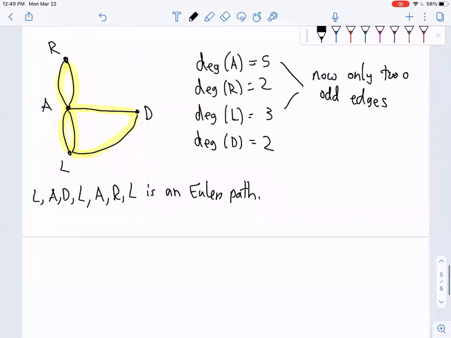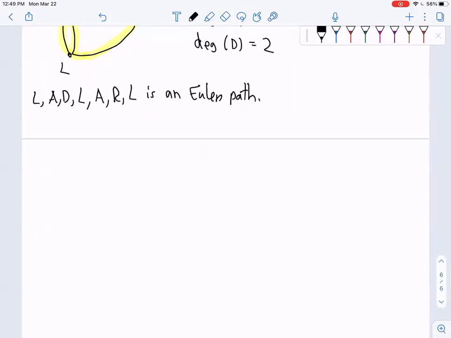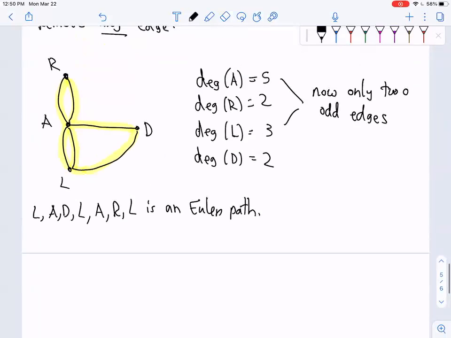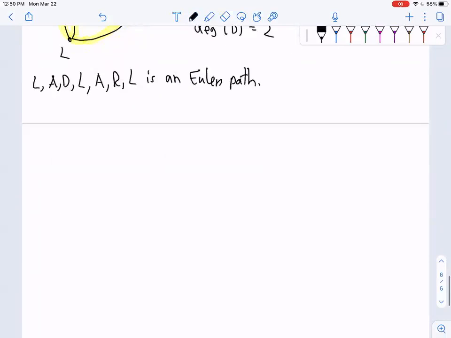Okay. So I just want to point out the last theorem, and I'll summarize the Euler's theorems, and then we'll do Fleury's algorithm, which tells us how we actually compute these Euler paths or Euler circuits. You might notice that I chose the right vertex and I just moved through the graph. It's not quite that simple. In a bigger graph, you might not know how to do it. So Fleury's algorithm is going to tell us exactly how to do this. But first, we'll talk about the third Euler's theorem.